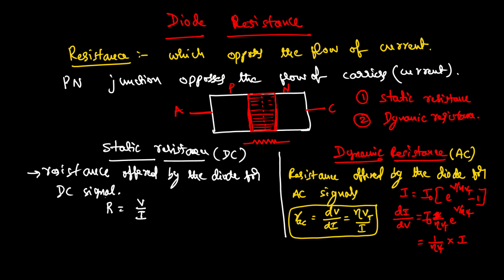So these two equations are important. Here I have explained the static resistance, R equals V by I, and similarly the dynamic resistance, eta Vt by I. Dynamic resistance depends on the temperature also, because Vt is the volt equivalent of temperature. This Vt is equal to T by 11,600, so this Vt value changes with temperature. So here I have explained the diode resistance and the types of diode resistances.